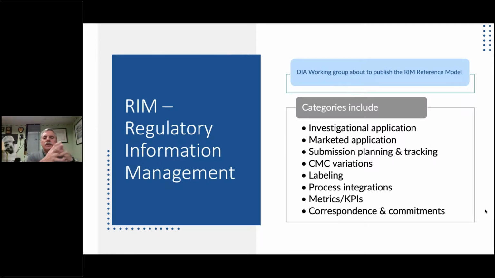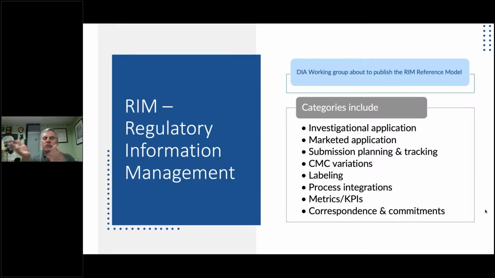When we start to pull all of these documents together and you're looking at everything, your regulatory information management system kind of pulls everything together. There are lots of different categories, and you start to talk about the investigational applications, marketed applications, and the differences between the two. When you're doing submission planning and tracking, you have to identify these things, labeling, and actually at the next couple of webinars, we're going to be talking a little bit about some of the labeling and some of the work that we're going to be doing there, specifically with DCL.